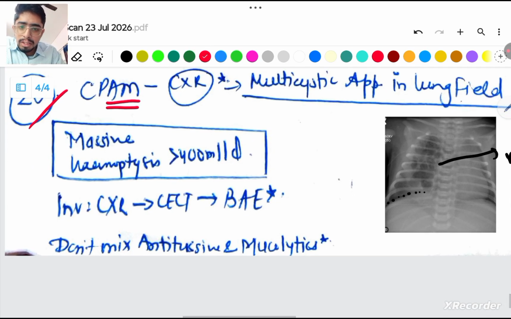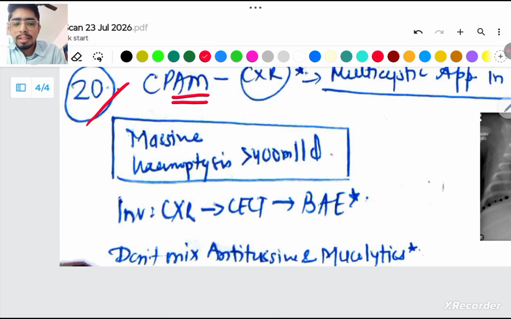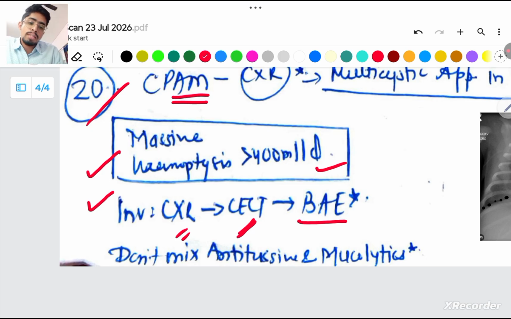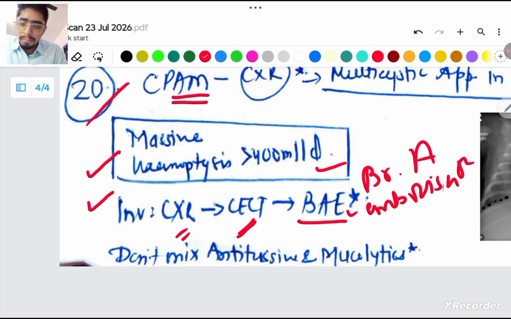Now three important points. When do you say there is massive hemoptysis? When there is more than 400 ml per day. Okay, what is the investigation? First you will do chest X-ray, then it will be followed by CECT, and it will be followed by BAE. What is BAE? Which is bronchial artery embolization. Third point, and the important point which can be a question: during the treatment of cough, you don't have to mix antitussives and mucolytics.